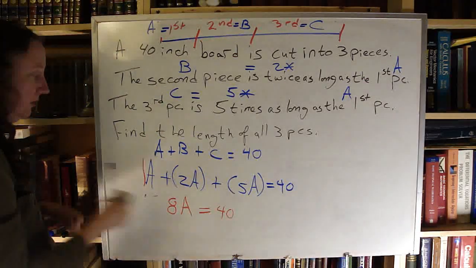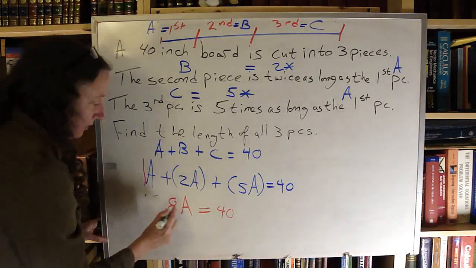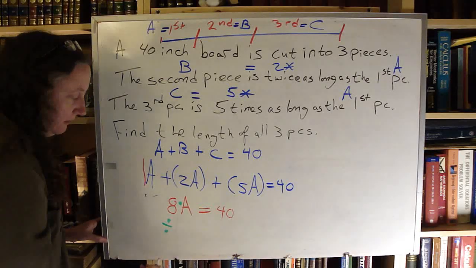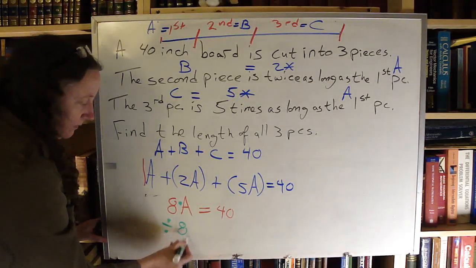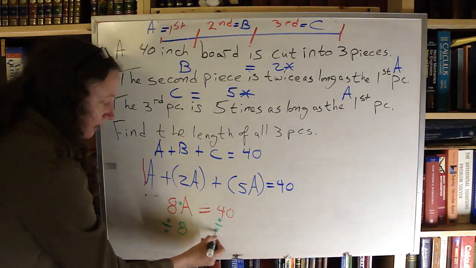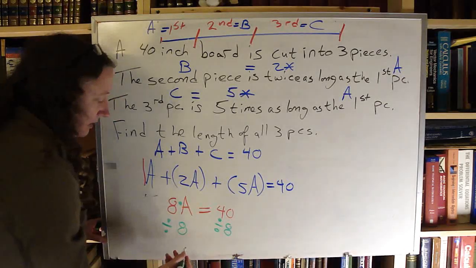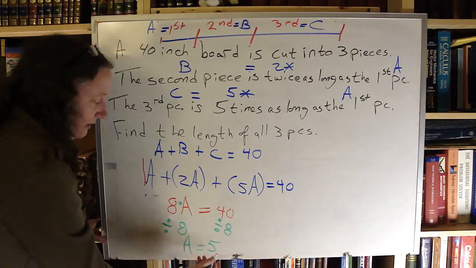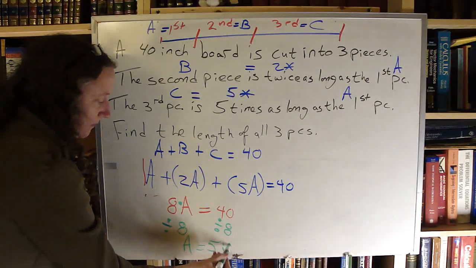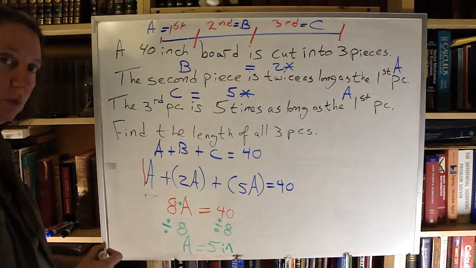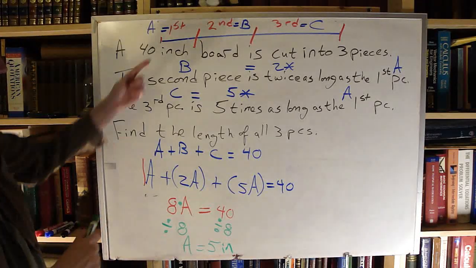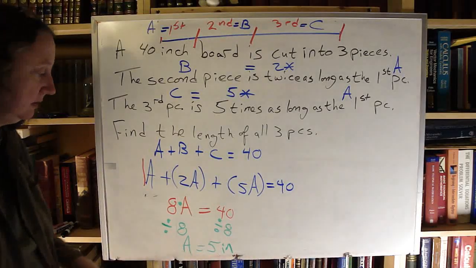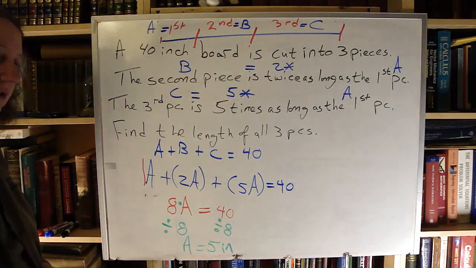I need to solve this. So this is being multiplied here. So to solve it, I'm going to divide. A is 5. Throw my units on there because it's a word problem. We were talking about inches up here. My units are inches down here. So A is 5 inches.